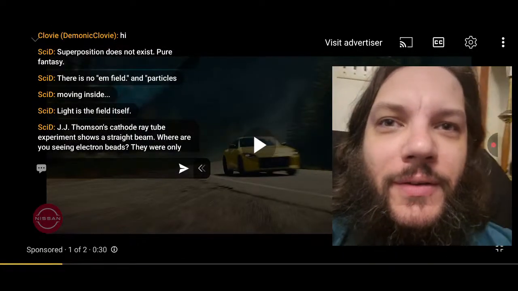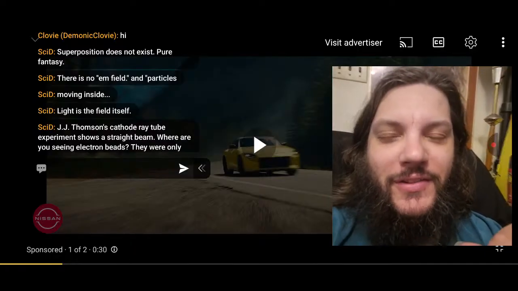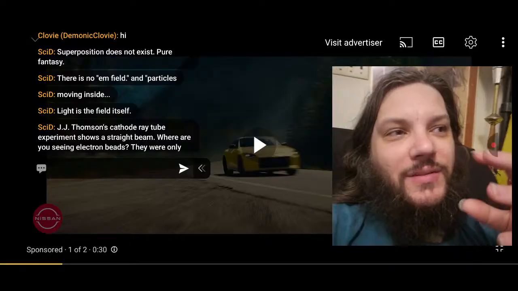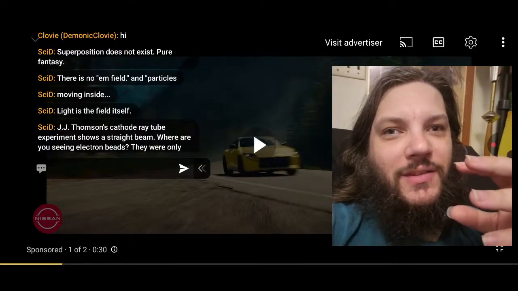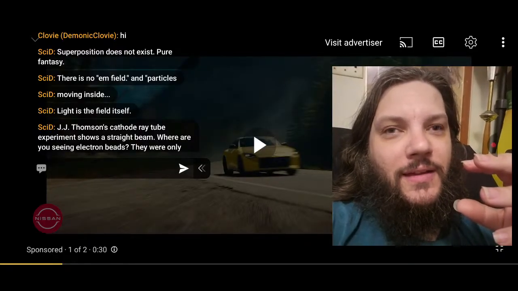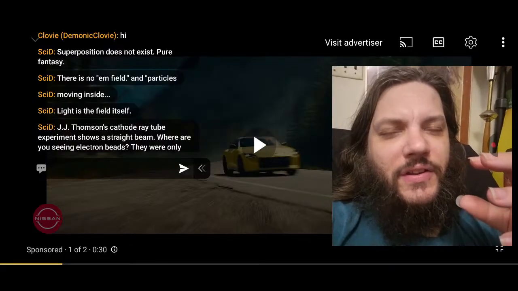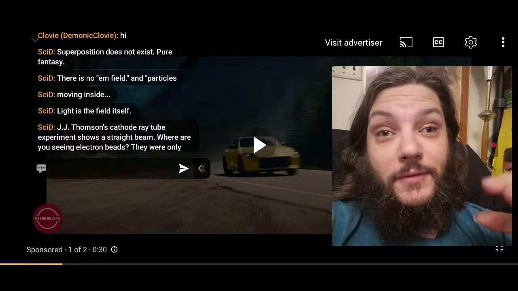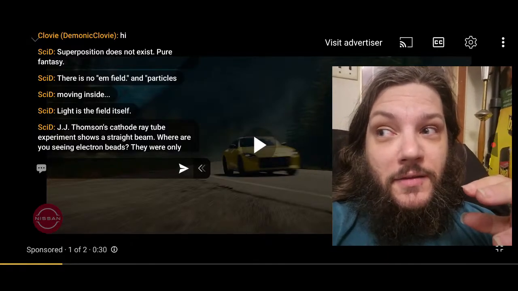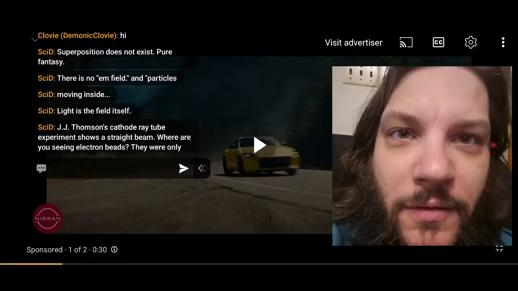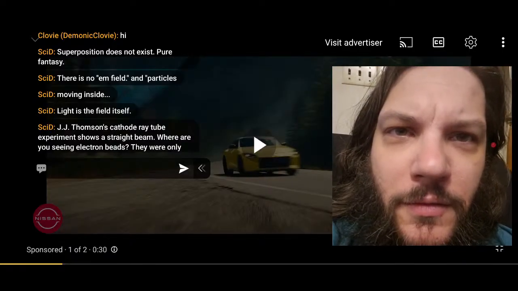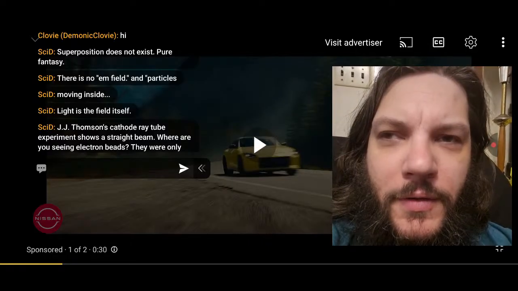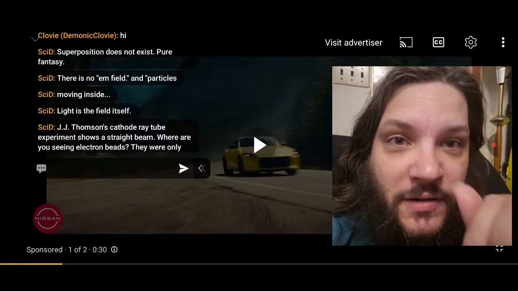There is no EM field and particles. Excuse me, buddy. There is so an EM field. There's an interaction between electrons and protons. That is the EM field doing a thing. That is the connection between electrons and literally everything else in the universe. Moving aside, light is the field itself. Light is just the EM field, then why is it also particles?